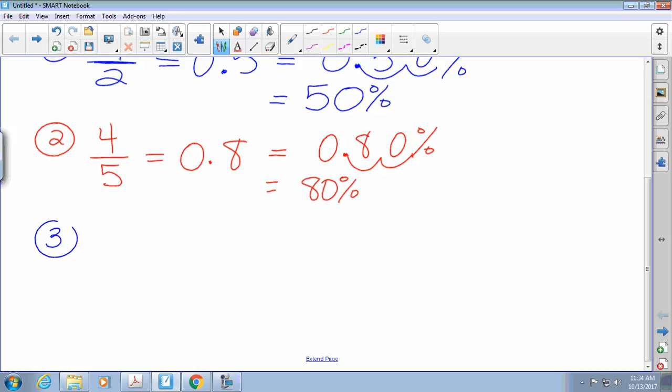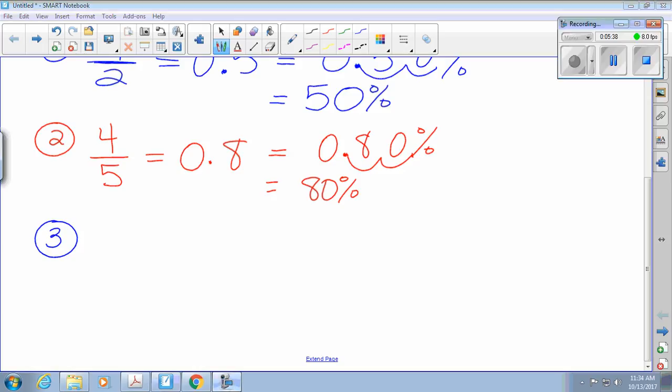Now we're going to try 3/8. All right, so step number 1. Who can tell me step number 1? Cam? Divide 3 by 8. Very good. Raise your hand when you have that answer. 3 divided by 8, Malaya? 0.375. Okay, so 375 thousandths, we would say.